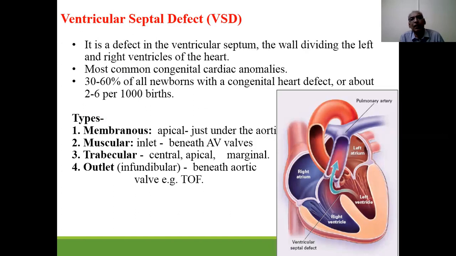Now, the second congenital heart defect is ventricular septal defect or VSD. It is a defect in the ventricular septum where the wall dividing the right and left ventricle is deficient or a hole is there. It is the most common congenital cardiac anomaly, seen in 30 to 60% of all congenital heart defects. There are 4 types. Membranous type, it is mostly located in the apical region.